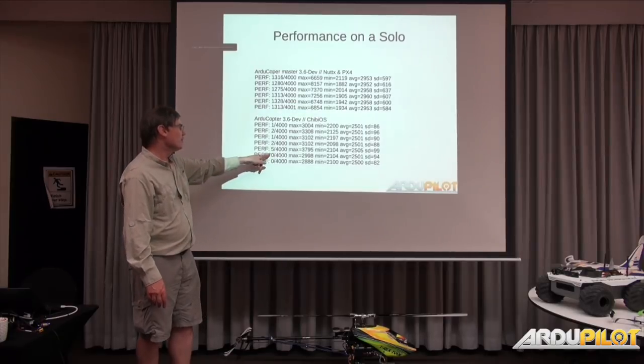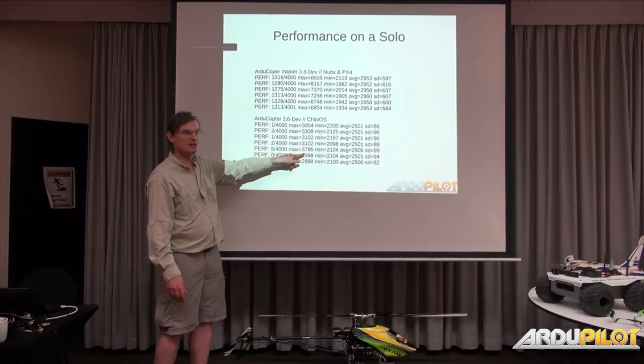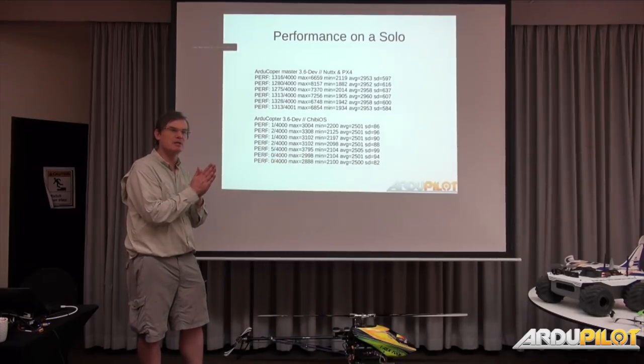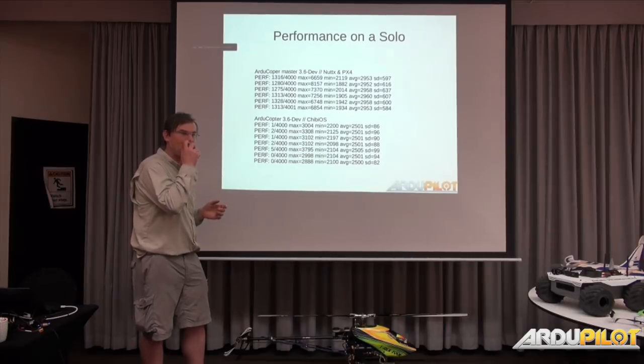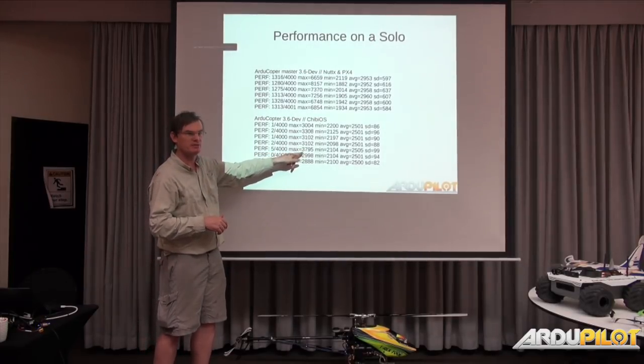What's the maximum? So there are five loops that were above 3,000. In this particular case, because at 400 hertz our threshold is 20%, it's 500 microseconds. All right. So we end up, there are five loops that were above 3,000 microseconds in this case.